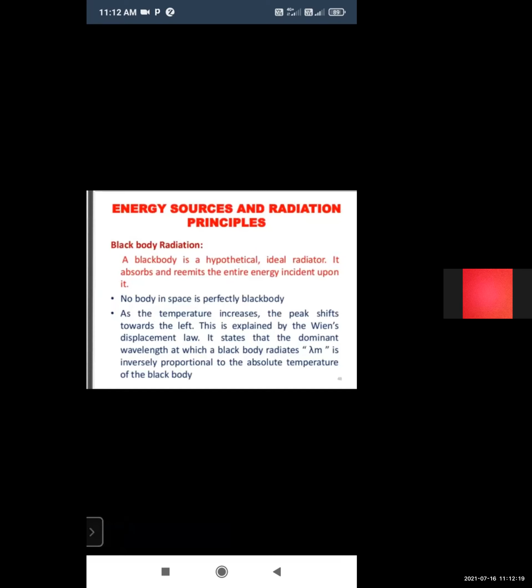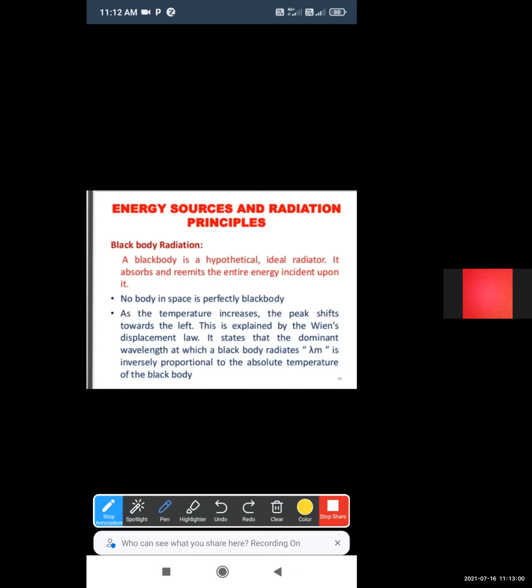Next is the theory of black body radiation. A black body is a hypothetical ideal radiator. It absorbs and re-emits the entire energy incident upon it. No body in space is a perfect black body. As the temperature increases, the peak shifts towards the left. This is explained by Wien's displacement law. It states that the dominant wavelength at which the black body radiates, lambda m, is inversely proportional to the absolute temperature of the black body.